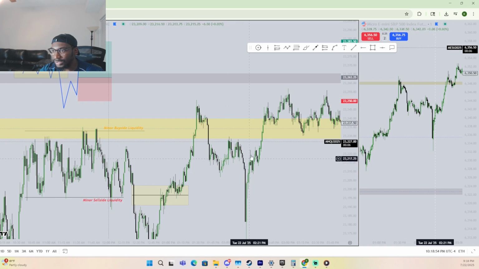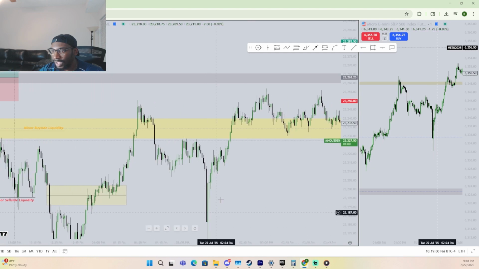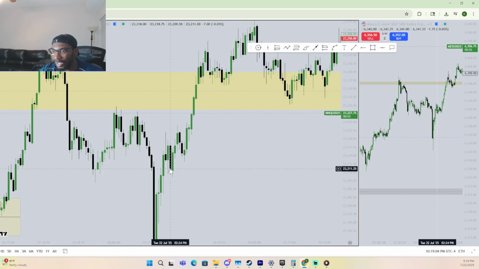Accumulation. All this is just accumulation in what I saw. We drop down, we sharply come back up. When we sharply come back up, I'm looking at how we're respecting this fair value gap right here. If you can see it, zoom in. That is a bullish fair value gap. I would have got in right there.